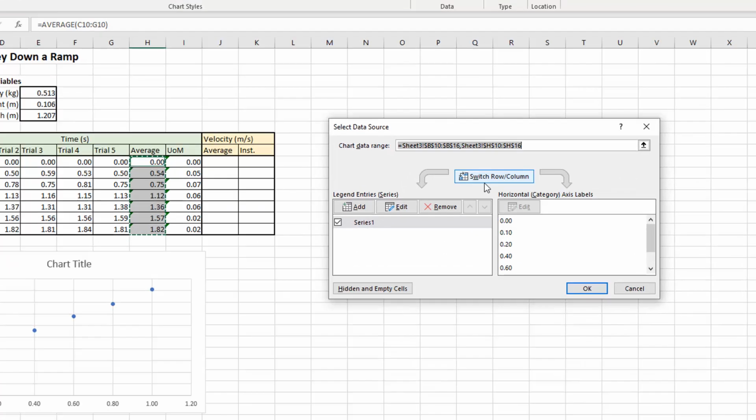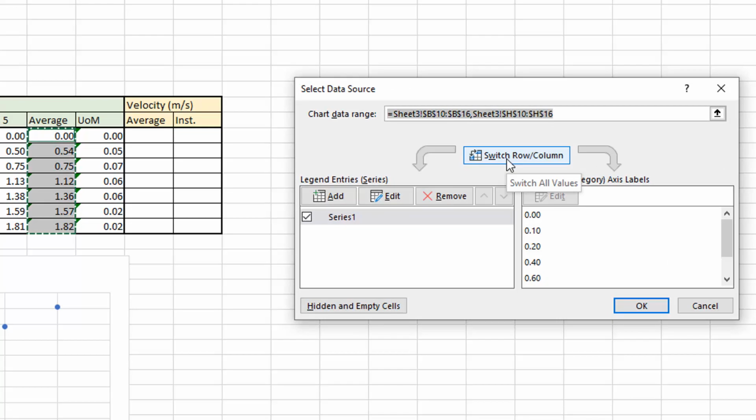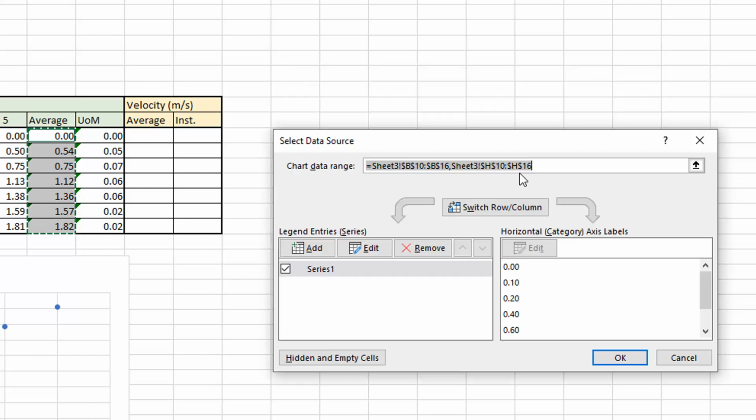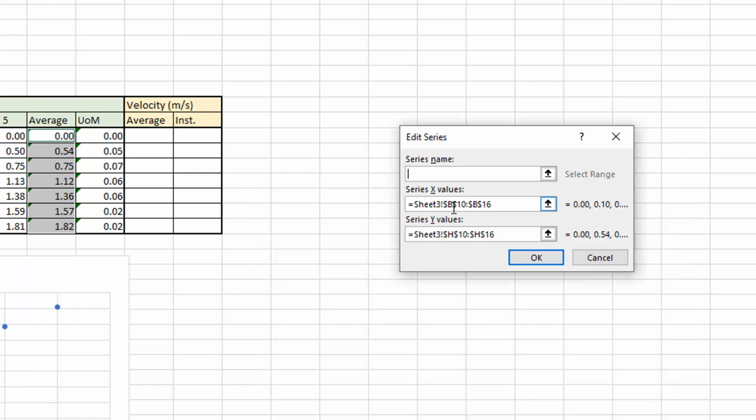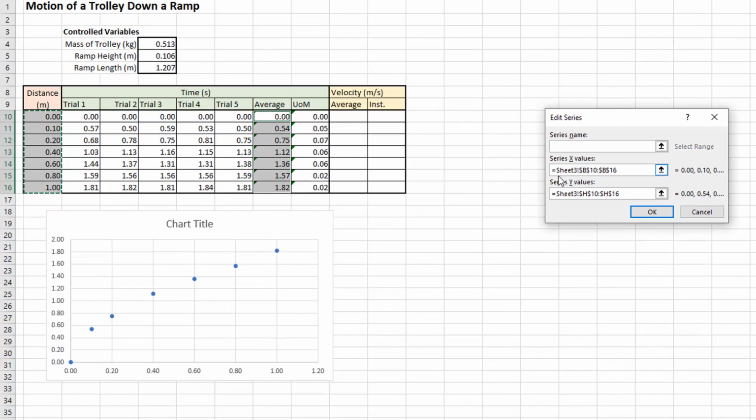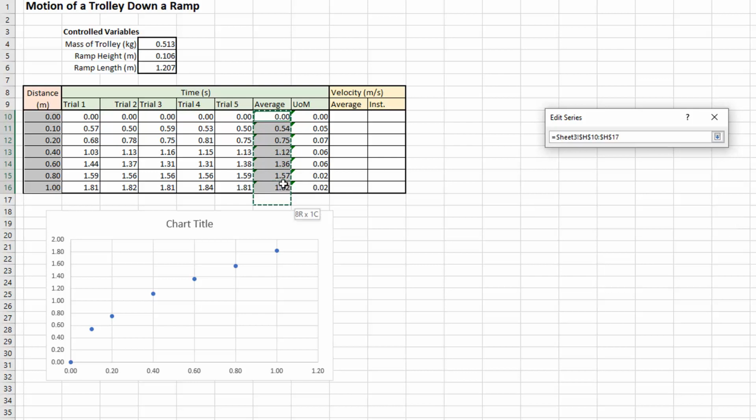Now, don't click on this switch row column business here. That doesn't do what you think it's going to do. So don't do that. Here's what we need to do. We need to click on series 1. That's these dots here. And we need to edit the series. Now, there's our X values. I'm going to select our X values. And our X values at the moment is our distance, which puts our distance down the bottom. I want time on our X-axis. So I'm going to delete those, and with my cursor there in X values, I'm going to select the time. That's where I want the time on my X axis.